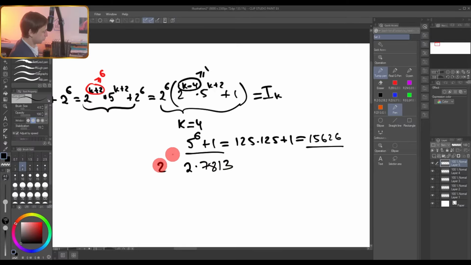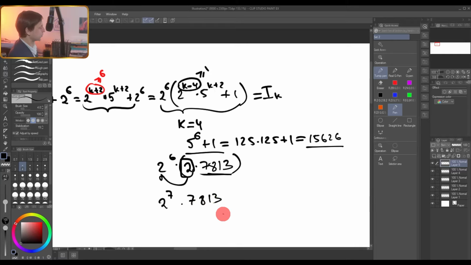7813 and 2 to the power of 6. So you will have this situation. And obviously, this number can provide you only one power of 2 here. It will be 2 to the power of 7. And this result is an odd number, so there are no powers of 2 here.